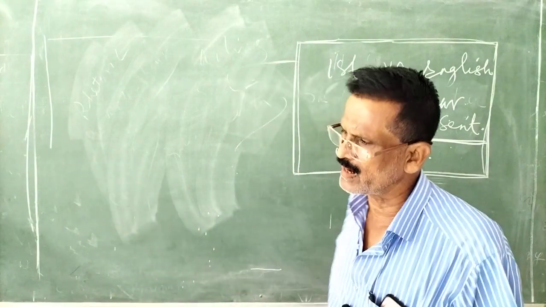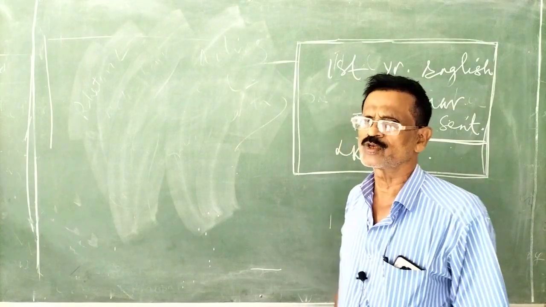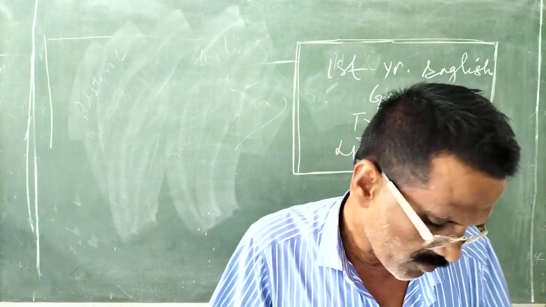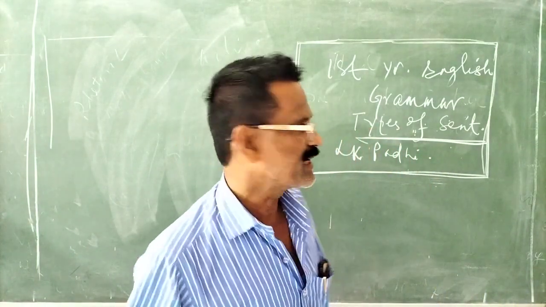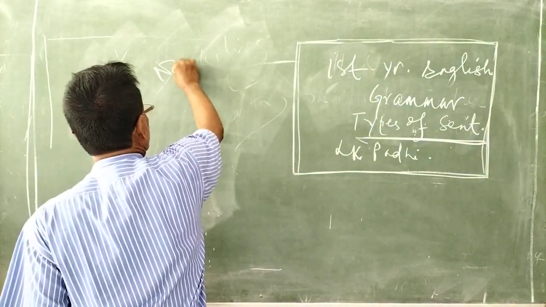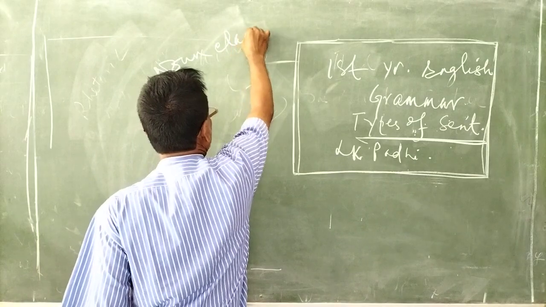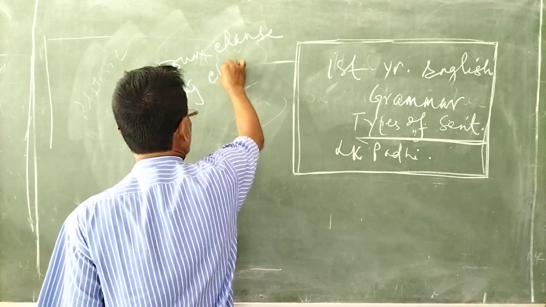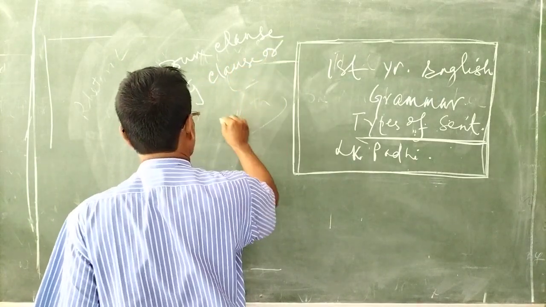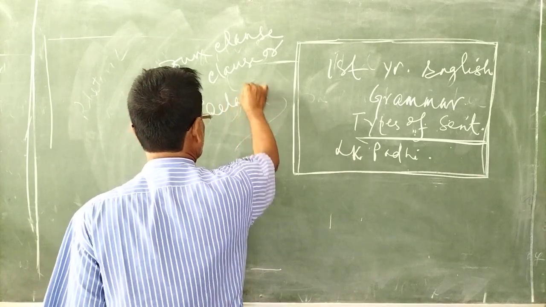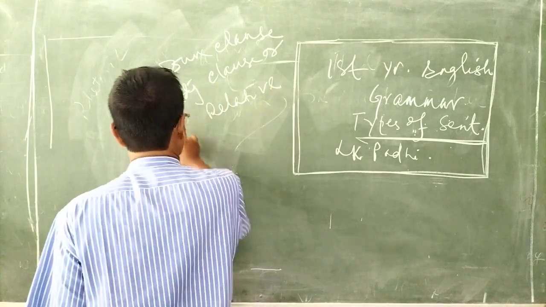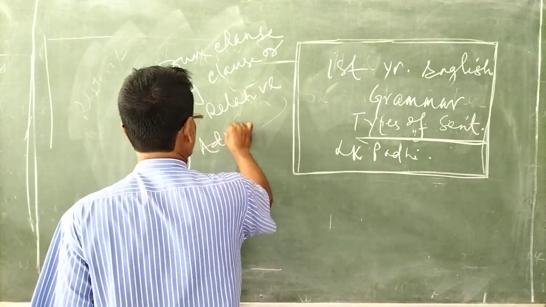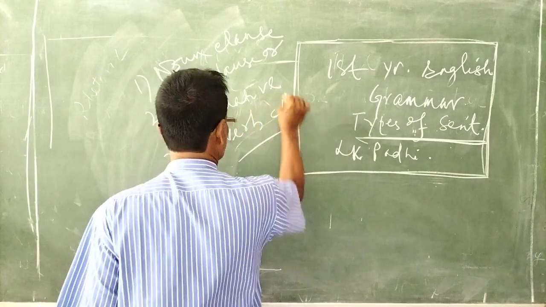Number one, noun clause. You mark, write down. Number one, noun clause, N-O-U-N, C-L-A-U-S-E. Number two, adjective clause, or relative clause, R-E-L-A-T-I-V-E. Number three is the adverb clause, A-D-V-E-R-B, adverb clause. You mark.